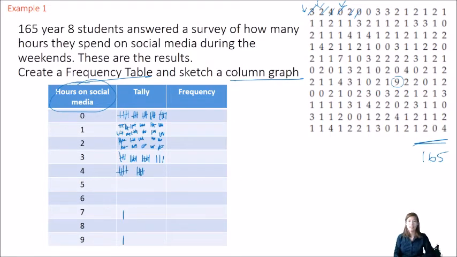Okay, once we finish writing the tally, we can find the frequency. So we count them all up: 5, 10, 15, 20, 25. There are 25 zeros in there. You can count them to check if you like. There are 60 ones, there are 52 twos, there are 18 threes, there are 10 fours, 0 fives, 0 sixes, 1 seven, 0 eights, and 1 nine. I'm going to neaten this up and go to the next slide.